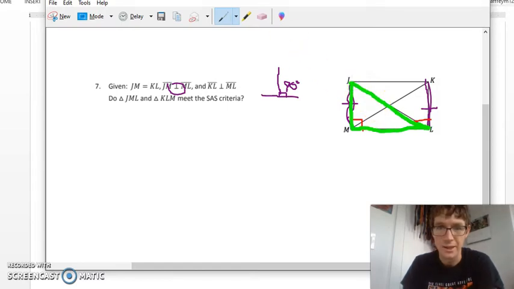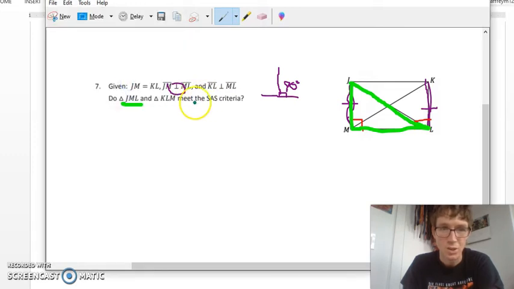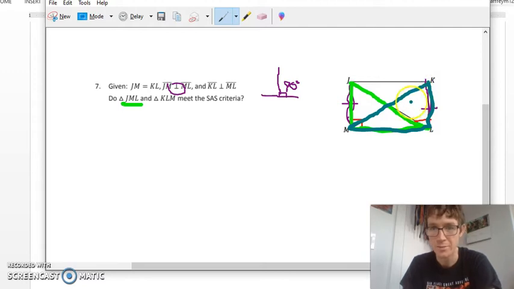Now, is that triangle congruent, in green, so this is green, is that triangle congruent to, let's pick another one, let's just do teal, to KLM? So we're trying to say, is this blue triangle congruent to the green triangle?